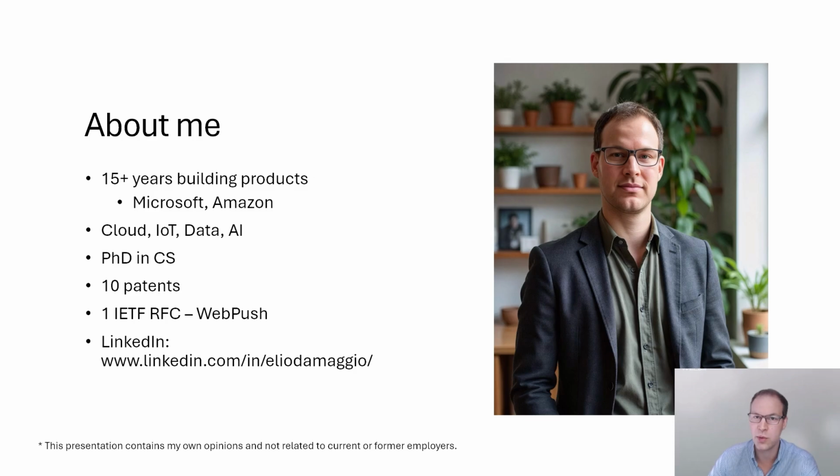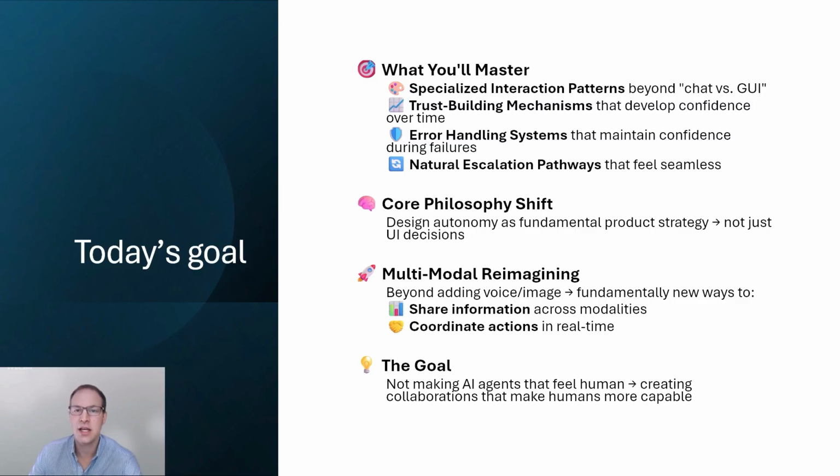I want you to design human-agent collaborations that go beyond choosing between chat and graphical interfaces. You want to create a specialized interaction pattern that aligns to the requirements of the agent-based workflow that you identified. We want you to be able to design trust-building mechanisms that help users develop confidence in agent capabilities over time. And also, we want you to be able to architect error-handling systems that maintain user confidence even when agents encounter their limitations. This is usually done through natural escalation pathways that are seamless to the users.